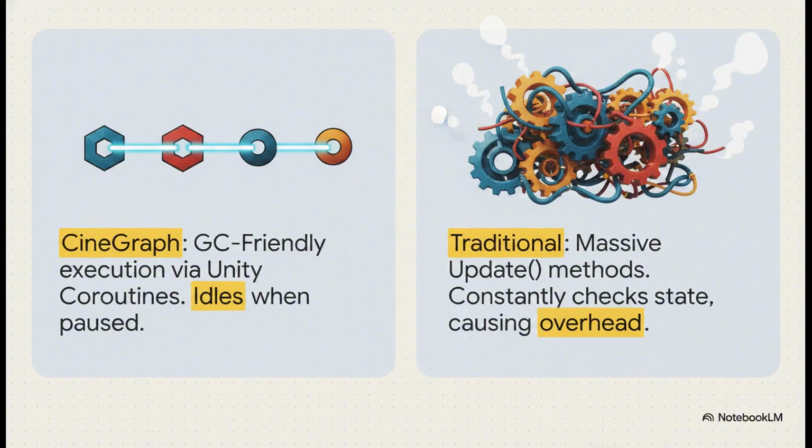When a node finishes, it simply tells the engine where to go next. And the best part? If the game pauses or the node is waiting, the coroutine just rests idly without consuming any performance overhead. It's a radical optimization of your system resources.